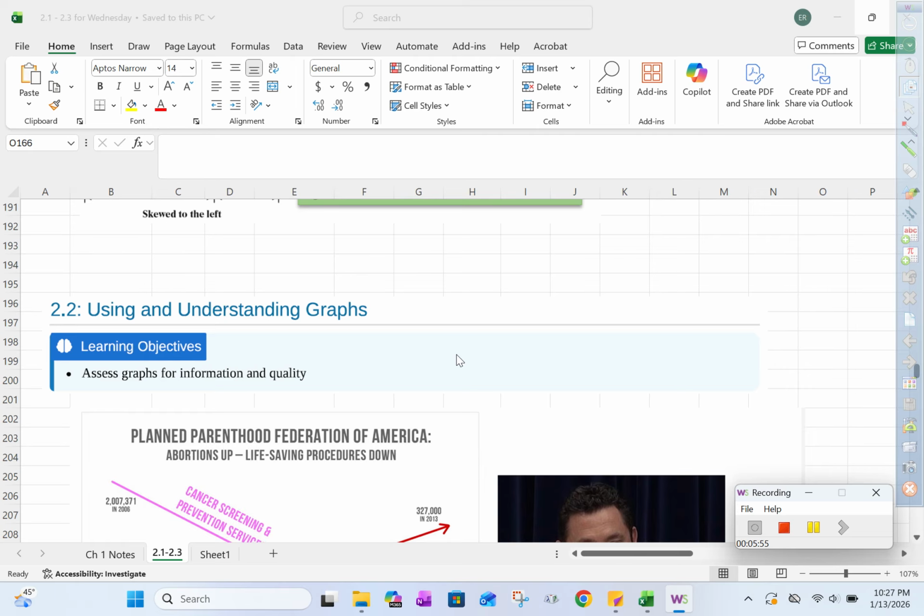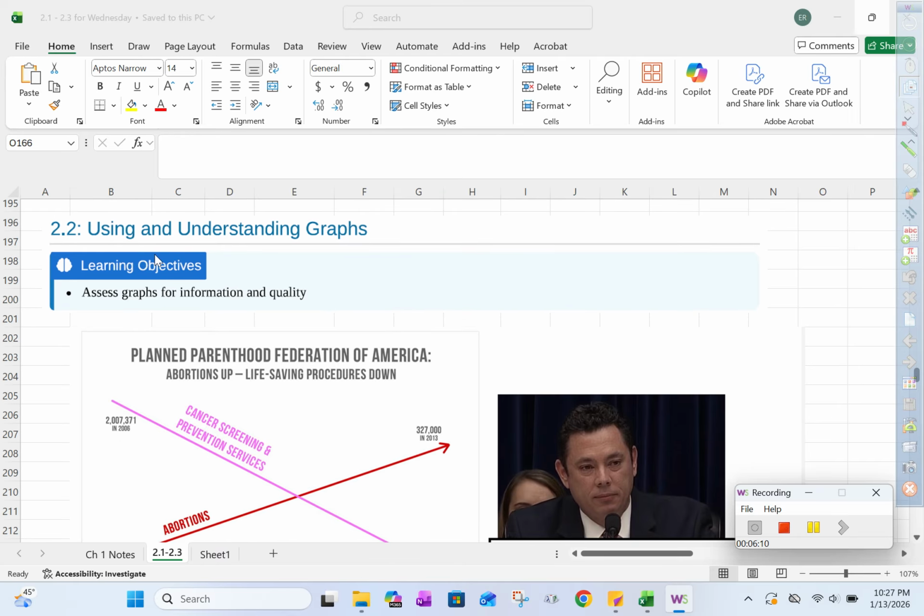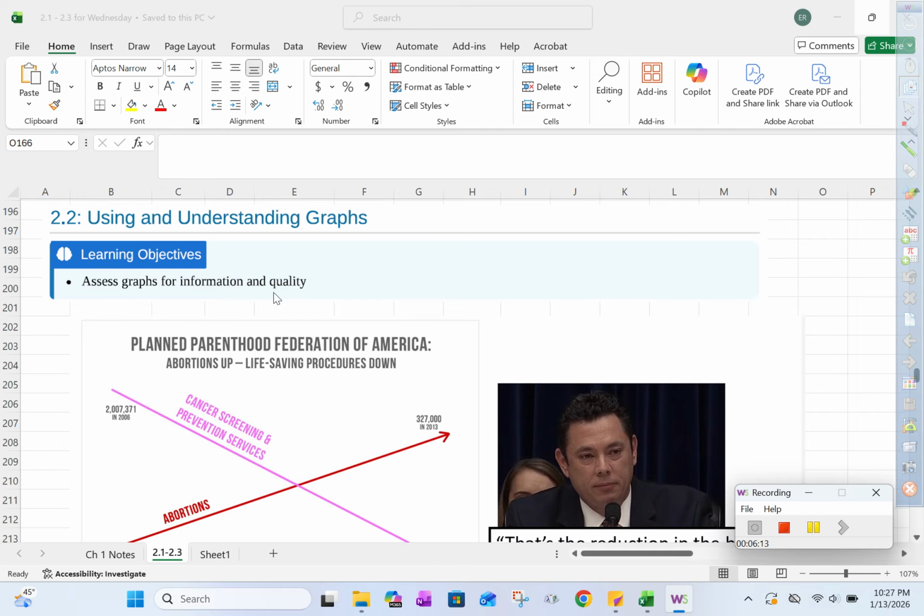I told you that the book's 2.1 and 2.3 really go hand in hand together. So we're going to take a pause while we're talking about displays to just talk about good and bad ways to use data and graphs. So this is our 2.2, using and understanding graphs. We're going to assess them for information and quality.